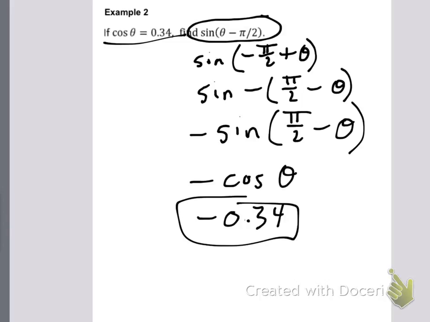So again, we're just playing around with these identities and maneuvering them around so that we can get them to equal something simpler. And in this case, we actually got a numerical answer.